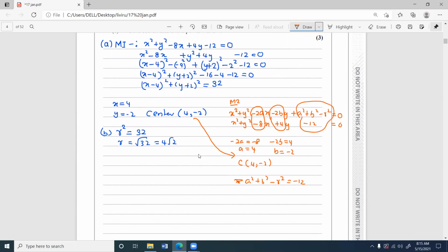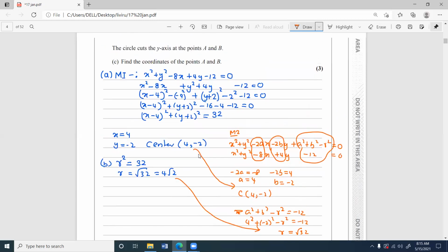Now for the moment you know what a is. 4 squared plus minus 2 squared minus r squared equals minus 12. By simplifying this, you can get the answer as root 32. With this, you can get this answer. It's not a problem at all. So you can use this technique as well to get the answer. But if you're not pretty sure about this equation, don't use it. Use the complete the square method.